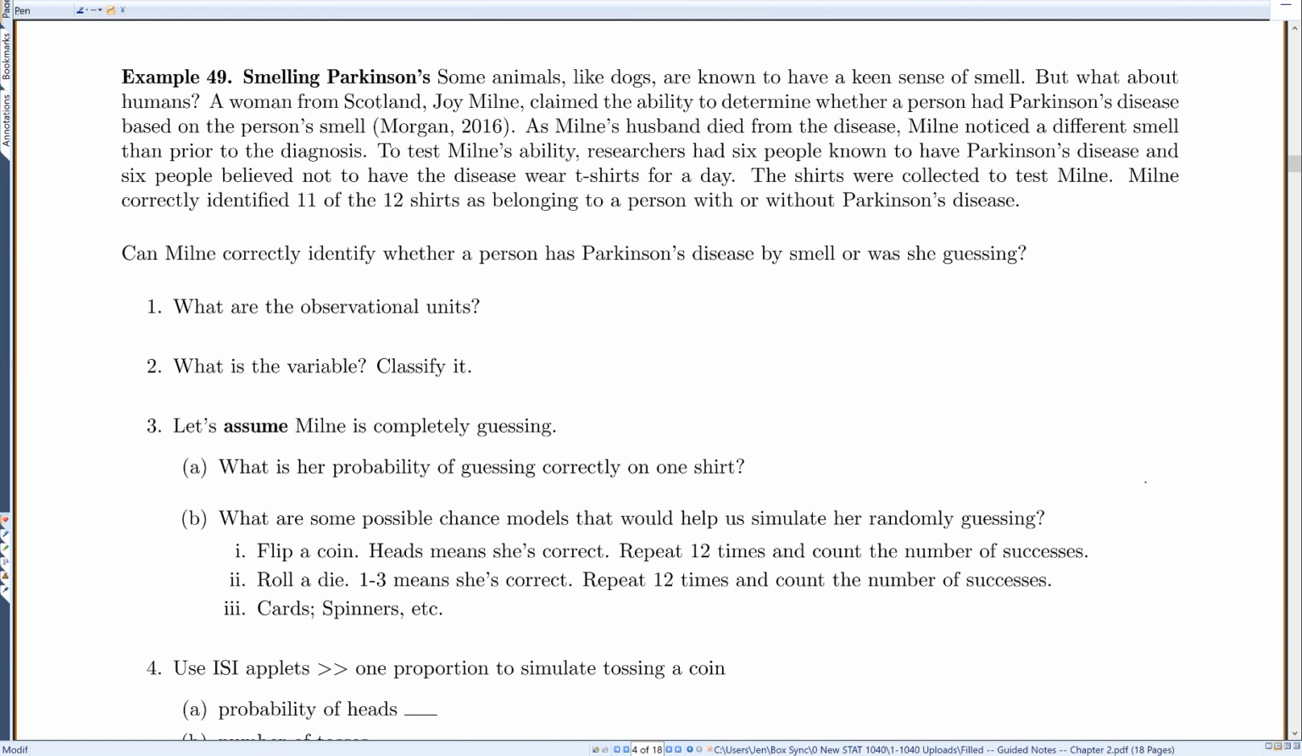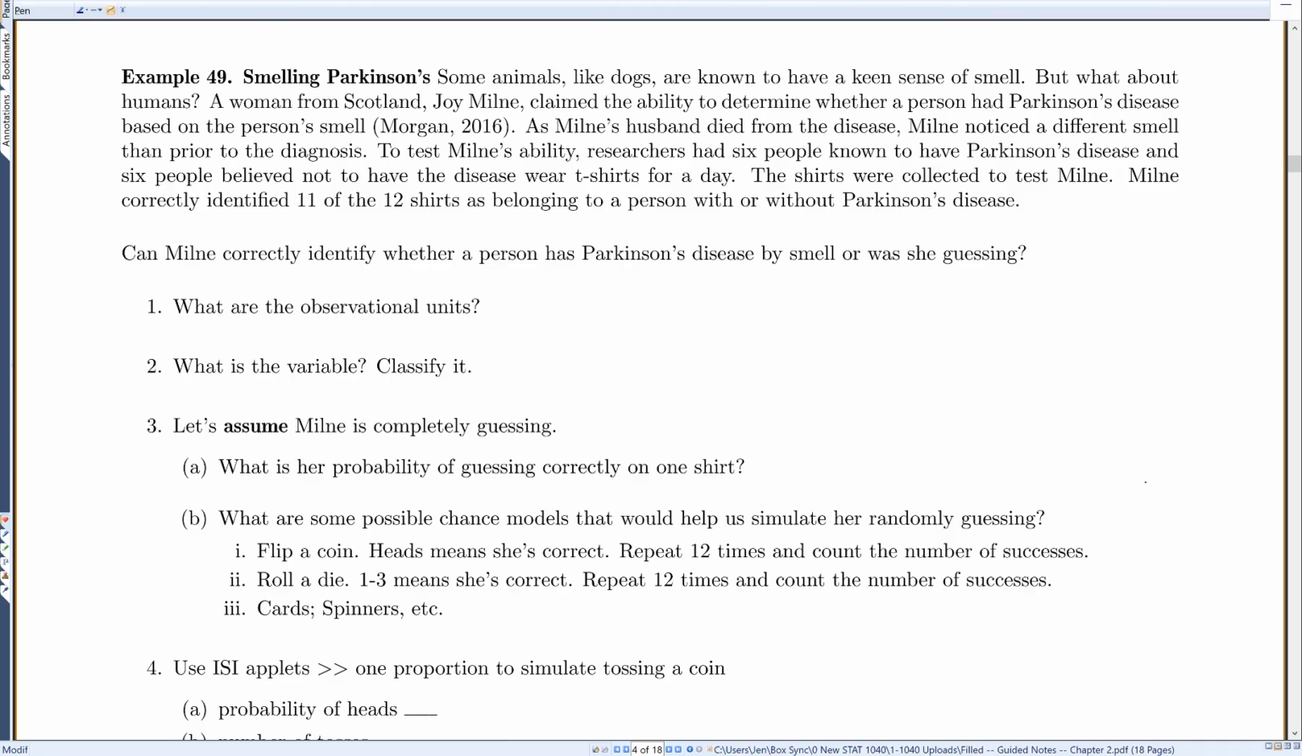So in this example, we know that some animals, like dogs, are known to have a keen sense of smell, but what about humans? A woman from Scotland, Joy Milne, claimed the ability to determine whether a person had Parkinson's disease based on the person's smell. Her husband died from Parkinson's, and Milne noticed a different smell than prior to the diagnosis.